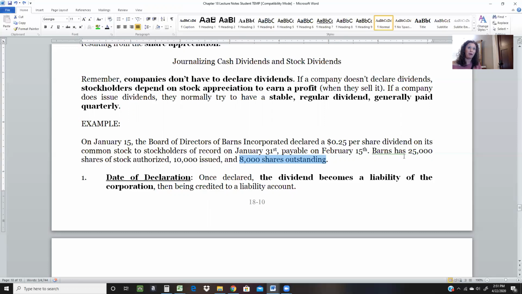We only pay dividends on outstanding shares. We do not pay dividends to ourselves. We can't buy all the stock out of the market and pay ourselves a dividend. That would not make sense.